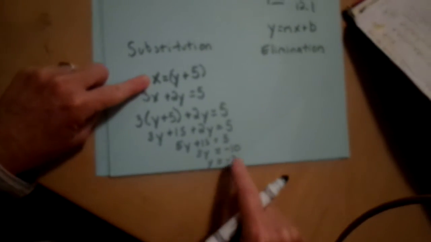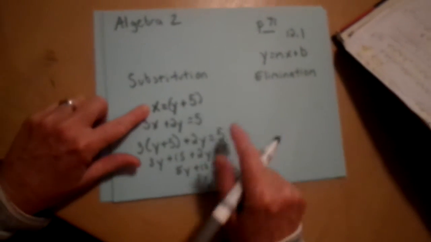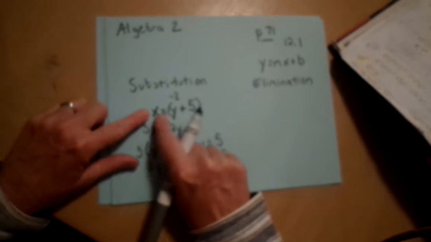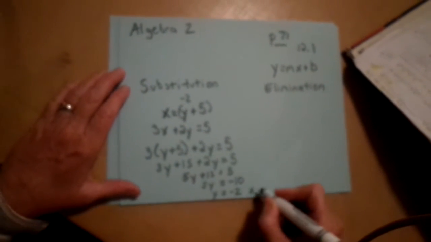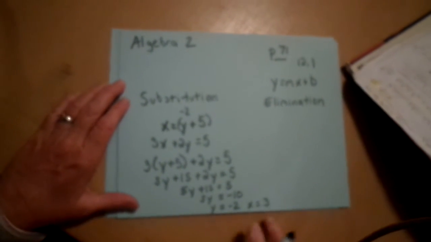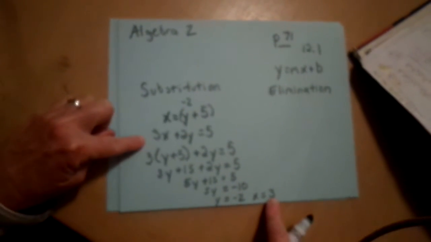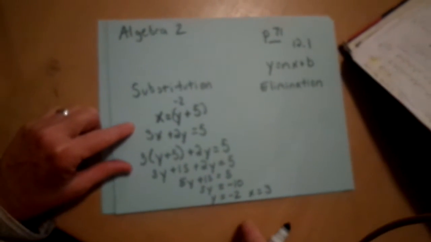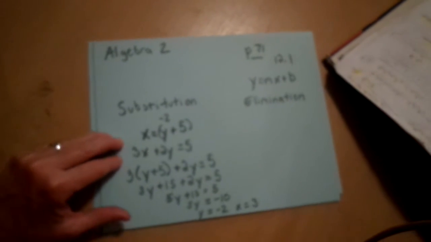Now we know what y is. So to figure out what x is, we just have to take this y, the negative 2, and put it in up here in this equation, which would give us negative 2 plus 5, which would mean that x would be 3. So that's how you go ahead and solve it. If you put in negative 2 and 3 into this equation for the x and the y, you'll see that it equals the same. It does come out correctly. So that's how you would solve a system of equations using substitution.